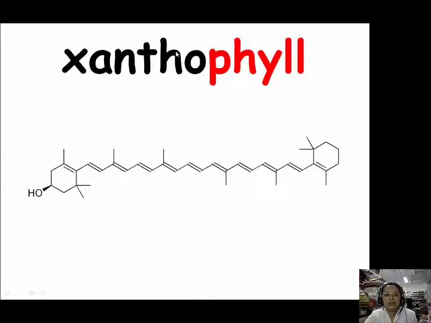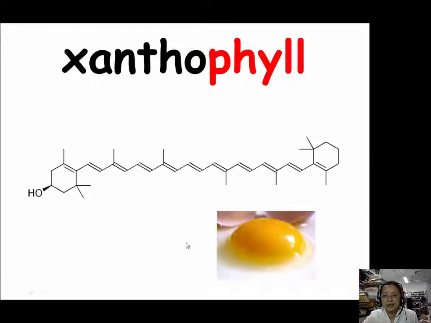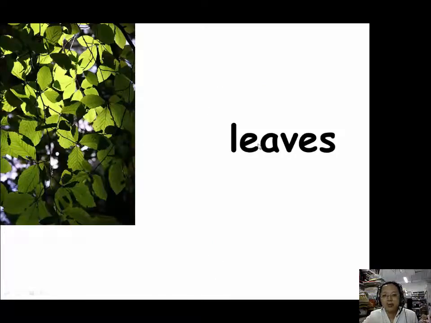And also, xanthophyll has another name called lutein, L-U-T-E-I-N. Remember what we learned in the beginning of this class. The prefix xantho is yellow, and then the suffix phyll means leaf. So leaf yellow is the yellow pigment inside the leaf. We can also find xanthophyll in egg yolk. Let's review what we learned.